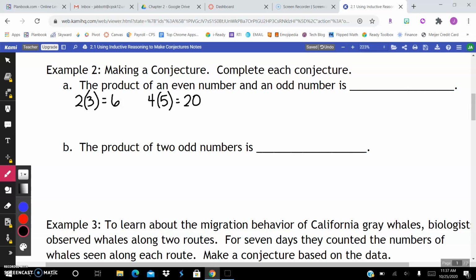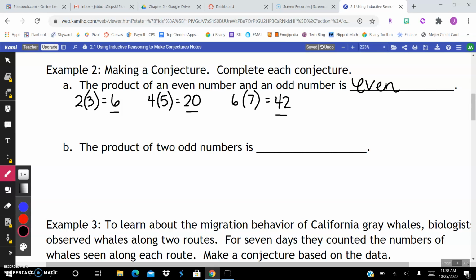Let's try one more time. Even number could be 6, odd number would be 7. 6 times 7 is 42. So the product of an even number and an odd number is, well, look at our answers. What kind of number did we get every single time? We got an even number.